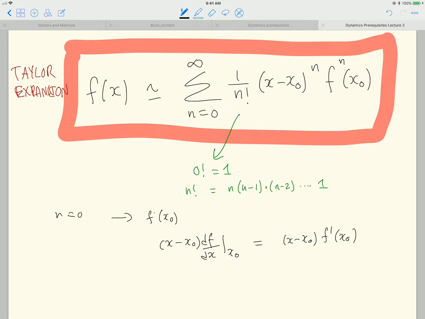So n equals 0 term, n equals 1 term, the n equals 2 term is going to look like 1 over 2 factorial, which is a half, times x minus x naught squared times f double prime of x naught. And you can recognize the terms that we were writing before. So what I'm trying to do is show you that the formula that we've got here that goes out to n equals infinity actually corresponds to the thing that we'd written before.